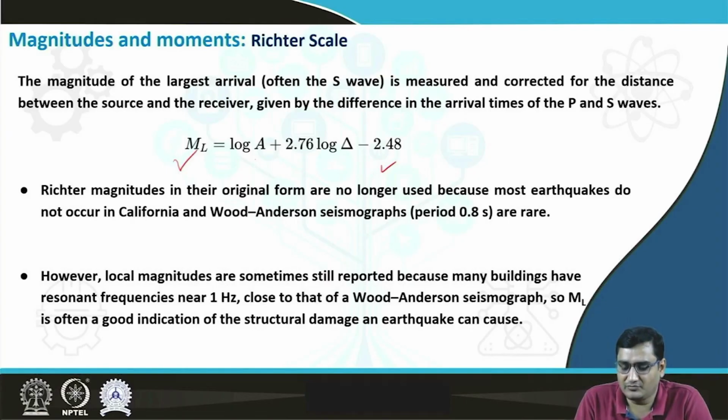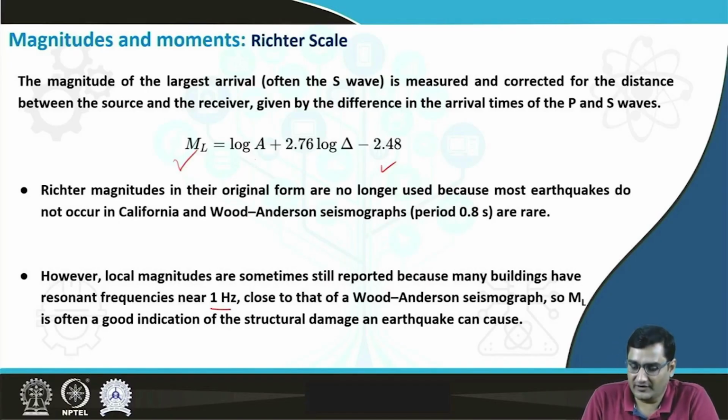That is because most earthquakes do not occur in California, and Wood-Anderson seismographs are now rare. And as far as the advantages of the local magnitude scale are concerned, local magnitude scales are sometimes still reported because many buildings around us have resonance frequencies near 1 Hz, that is basically close to that of the Wood-Anderson seismograph.